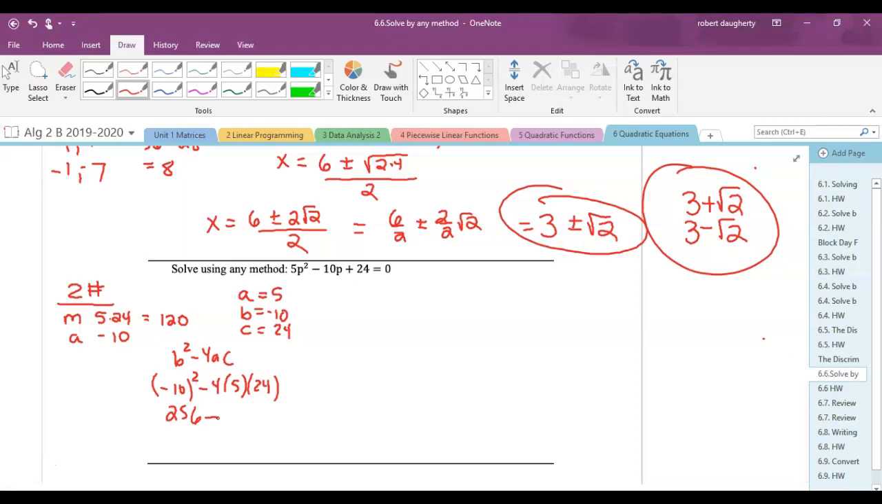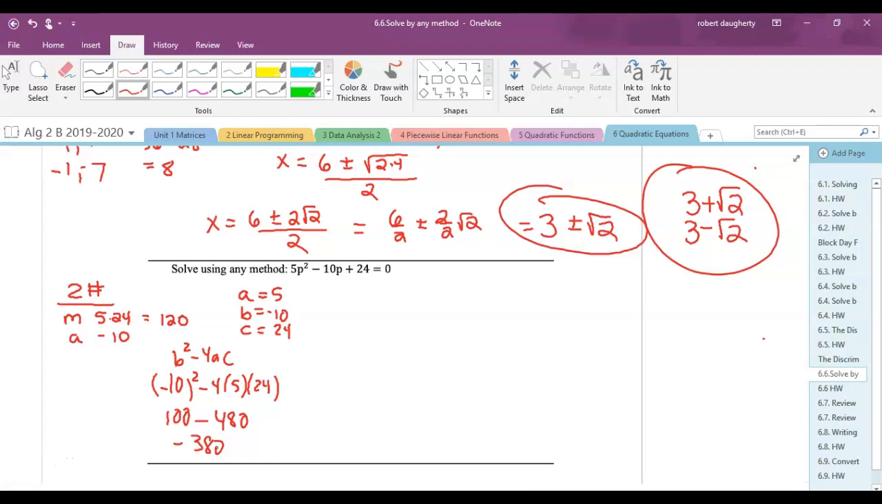Oh, yeah, thanks. I wrote it down. Couldn't read my own writing, so let's just make that a little bit better. So this is 100 minus, I think 480, 4 times 5. So 100 minus 480 is going to be what? Negative 380.